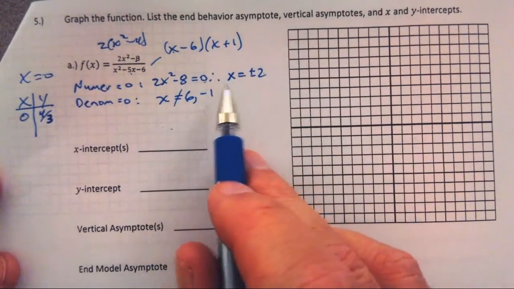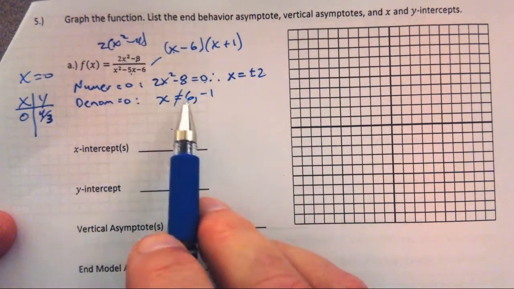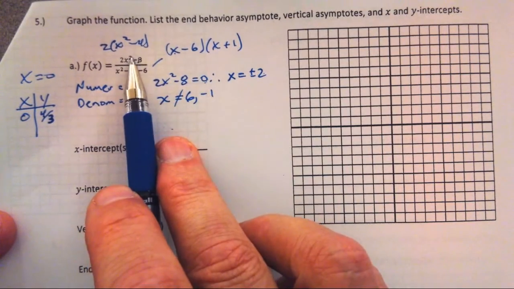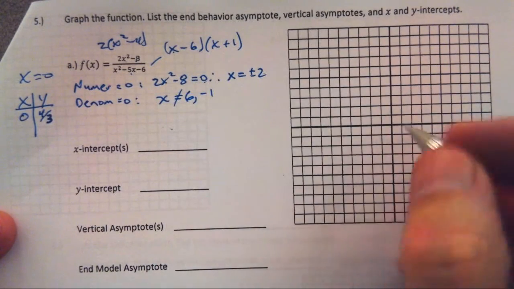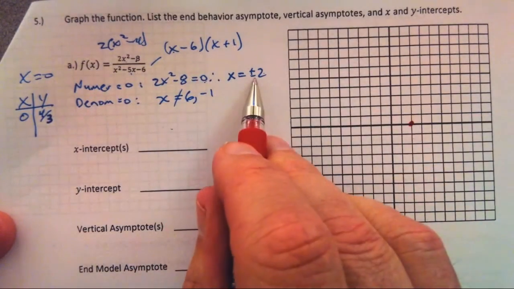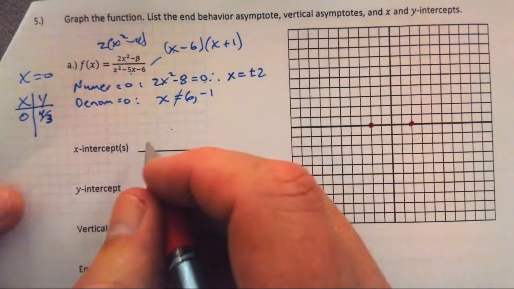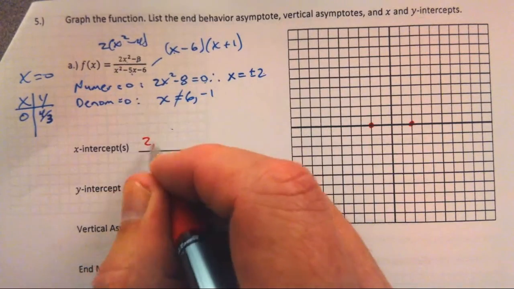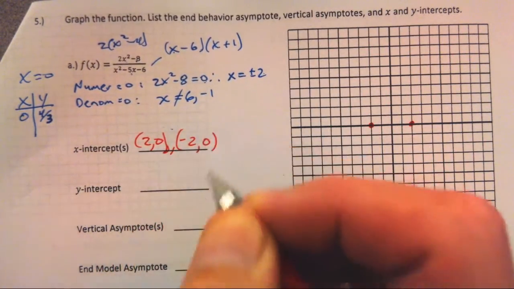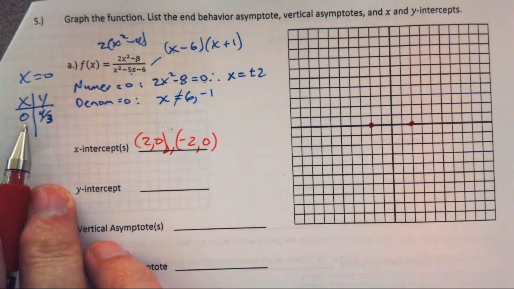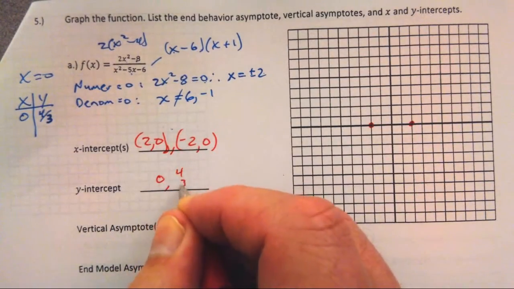So let's see what we have. When the numerator is 0, the function is 0. So when I put 2 in, since the denominator is not 0 and the numerator is, I get 0 divided by something, I get 0. So I get a point at 2, 0. Likewise, I get a point at negative 2, 0. Those are our x-intercepts: 2, 0 and negative 2, 0. The y-intercept occurs when x is 0. I have a y-intercept at 0, 4/3.